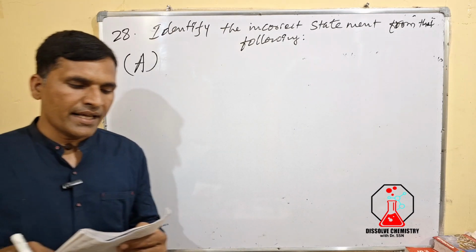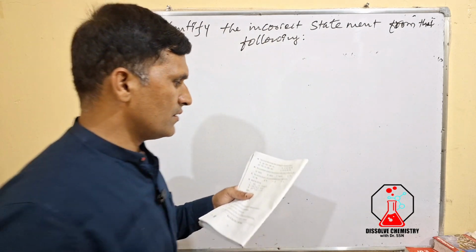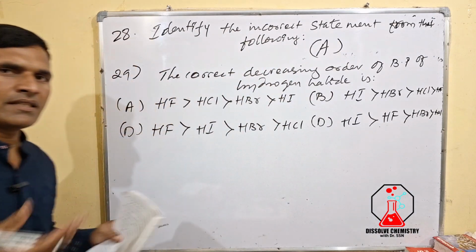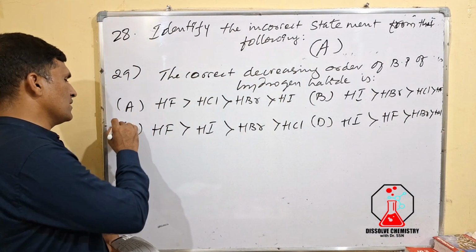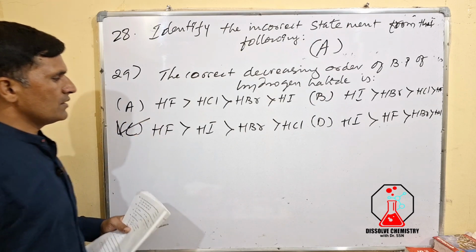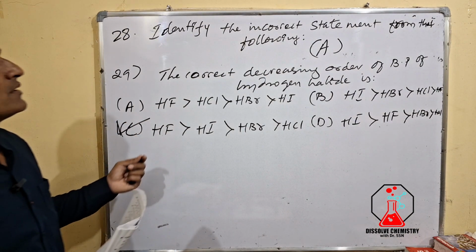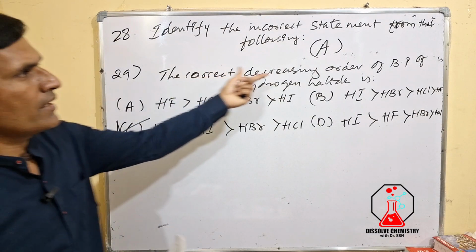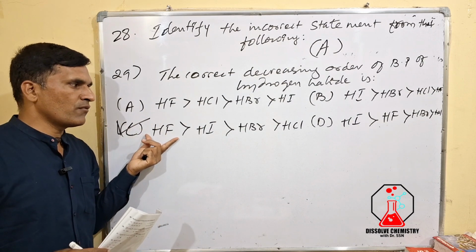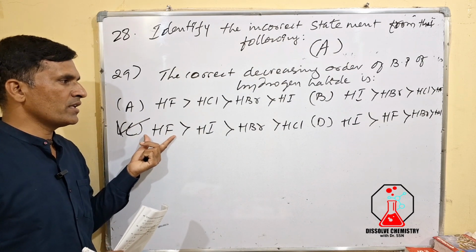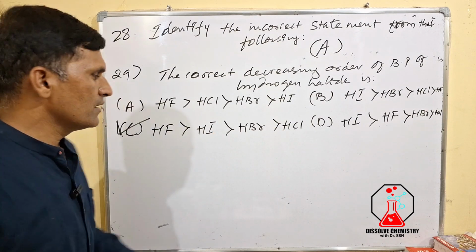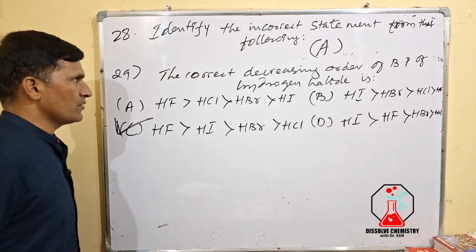Next is the 29th question. So we will write this one. It is a memorizing type of question, therefore your answer is C option. The question is the correct decreasing order of boiling point. The highest boiling point is of hydrogen fluoride, because we can see profound hydrogen bonding in this case, followed by hydrogen iodide, hydrogen bromide, and HCl. So this is the right option you should make out.